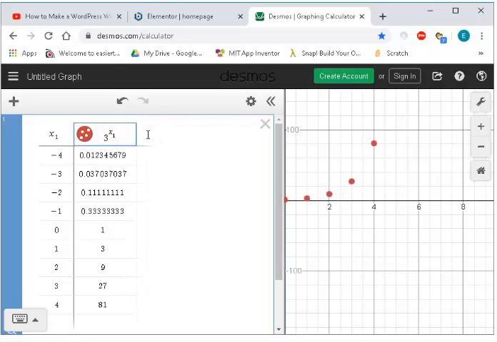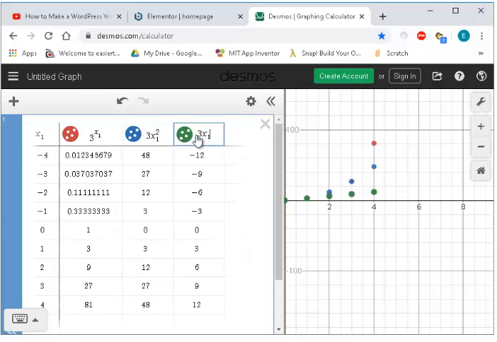Now let's do 3x squared. So I'm going to say 3x1 exponent 2. These are the values for every x1 here, and the color is blue, and you can see this is my quadratic. And the last one is 3x1. This is the graph of 3x1 again.